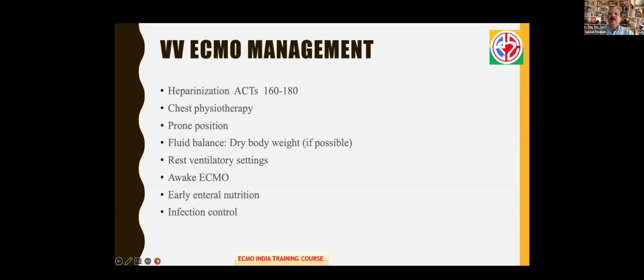The management is heparinization is crucial. We tend to keep the heparinization low in venous ECMO compared to VA ECMO. In VV ECMO, ACTs should be between 160 to 180. Chest physiotherapy is a must after a brief period of rest to the lungs, prone position to be adopted, fluid balance, dry body weight if possible, rest ventilatory settings. Awake ECMO is possible in selective cases, early enteral nutrition, and infection control. These are the most important ECMO management steps.